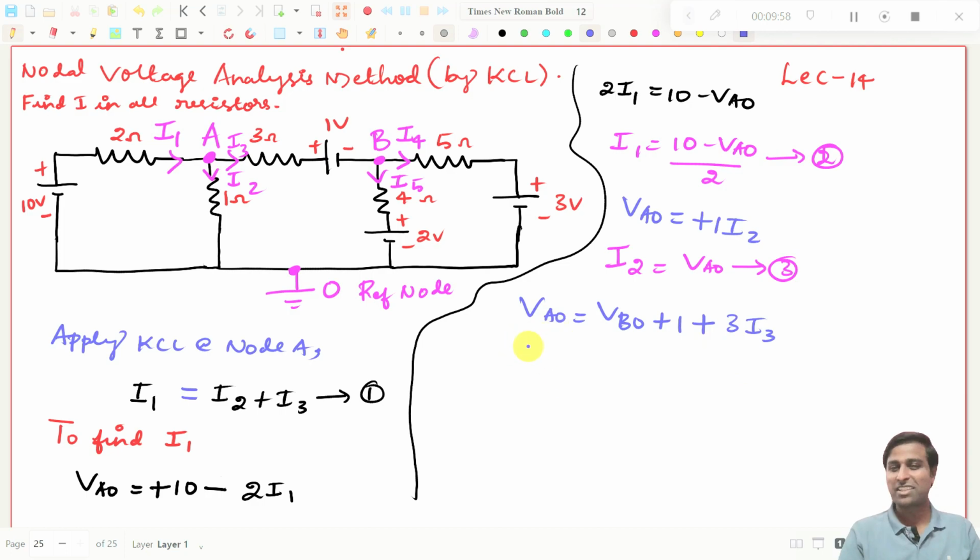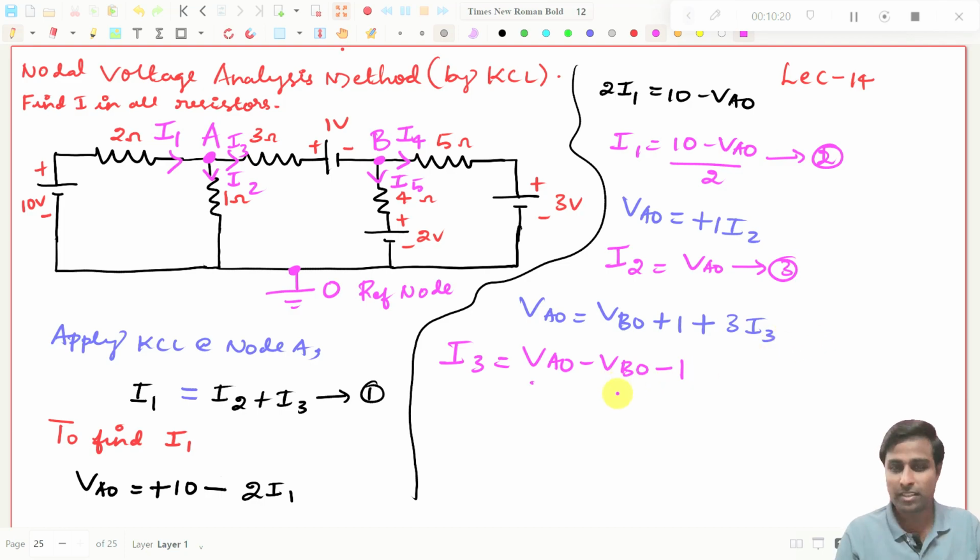And that is nothing but VAO. So if you simplify this, what will you get? You get just I3. So I3 will be equal to: you bring all this to the other side. So this is VAO minus VBO minus 1, and 3 into I3 would have been on the right-hand side. Now you bring this, divided by 3. That's all.